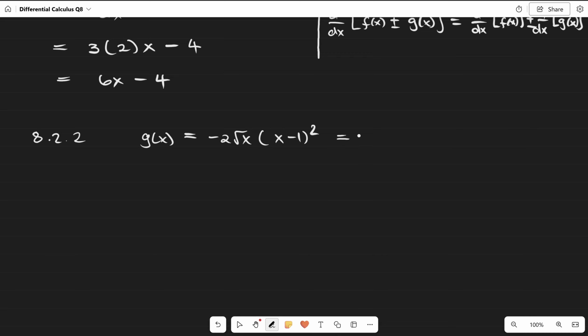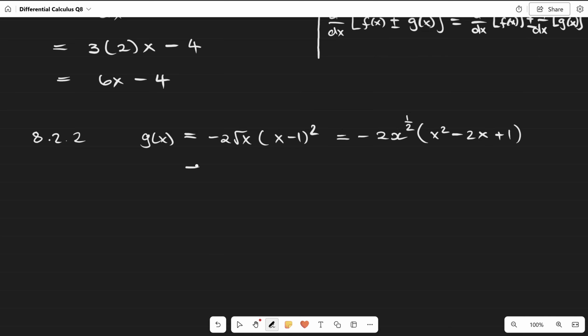To simplify it, I'm going to say negative 2, and this root x, we know that root x is equal to x to the power 1 over 2, right? So I'm going to write my square root of x in that form, x to the power 1 over 2, multiplied by x minus 1 squared. If I simplify this, it is x squared minus 2x plus 1, right?